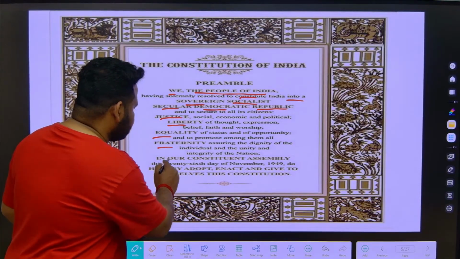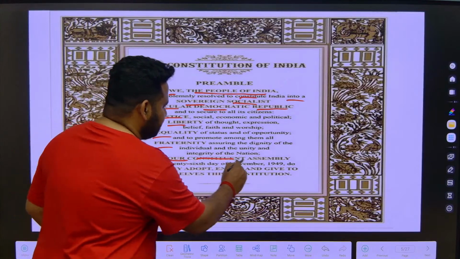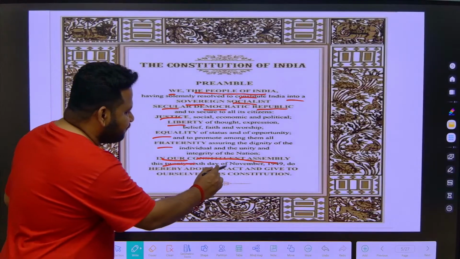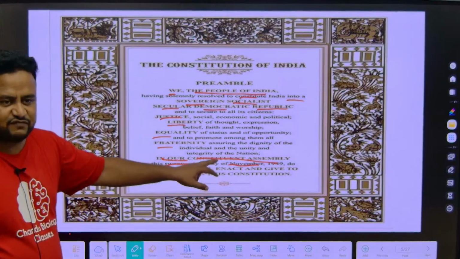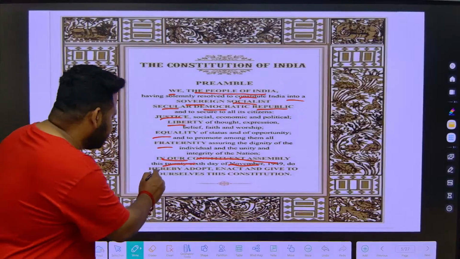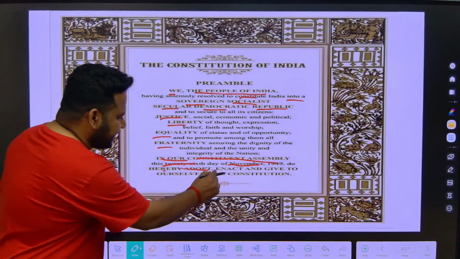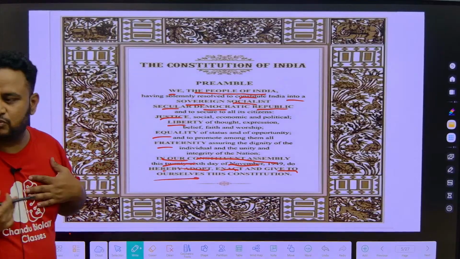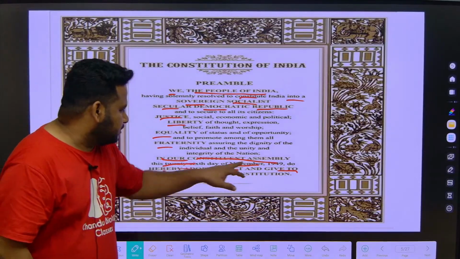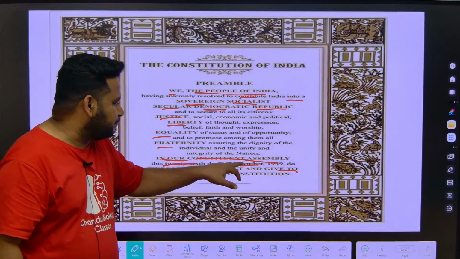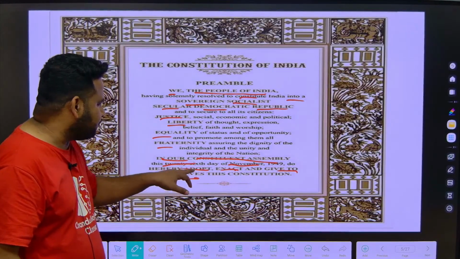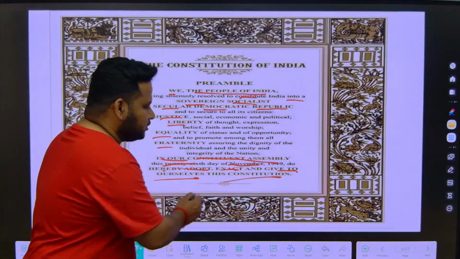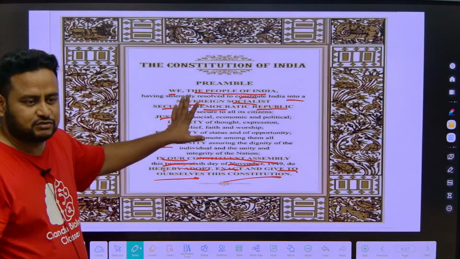In our Constituent Assembly, please read this line. This 26th day of November, 1949, do hereby what? Adopt, enact and give to ourselves. Ourselves means who? We the people. On this 26th day of November 1949, do hereby adopt, enact and give to ourselves this constitution. This is what the preamble says.